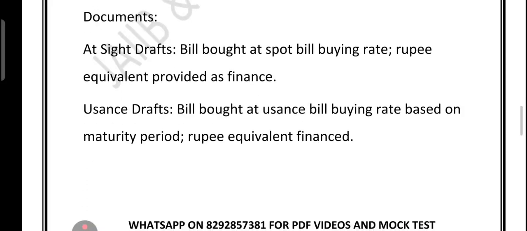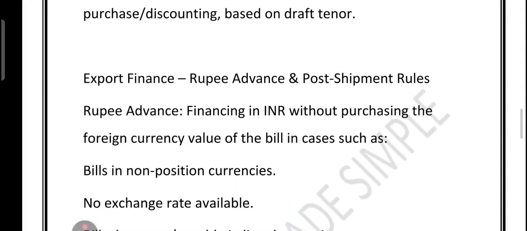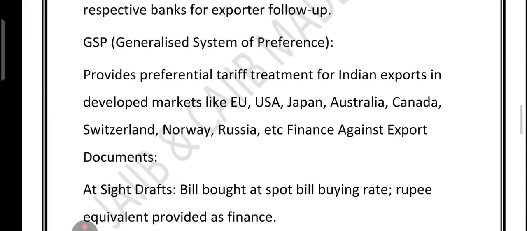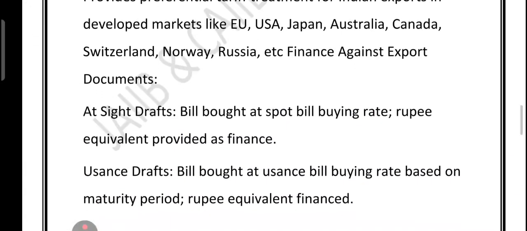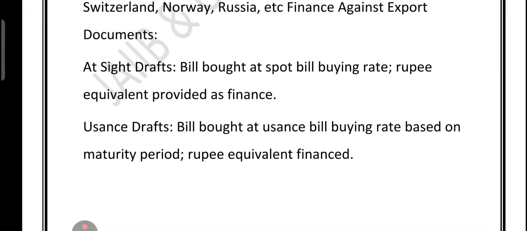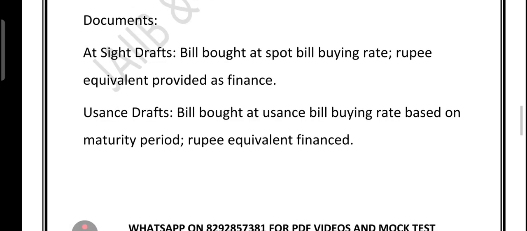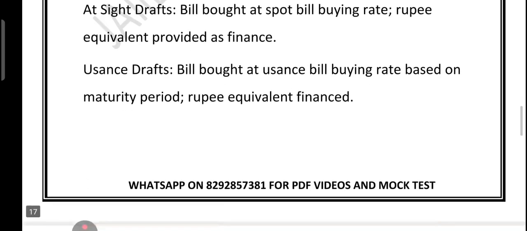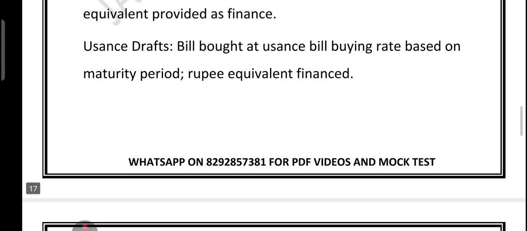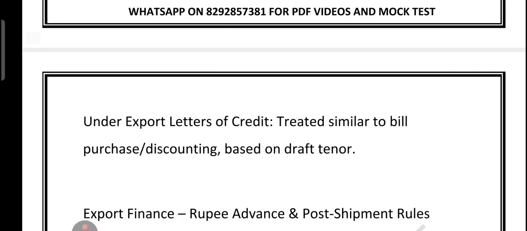Finally, we have something called finance against export document. Yes, a very important thing. This is the short-term finance given to the exporter against their export bill. It can be given at sight draft, which is immediate payment. The bank buys the bill at the spot rate and gives you the rupee value right away. Then we have the usance draft, so payment is done after some time. The bank buys it at the usance bill buying rate based on the maturity period. And finally, under export letter of credit, it works like a bill purchase or discounting, depending on how long the payment is due.